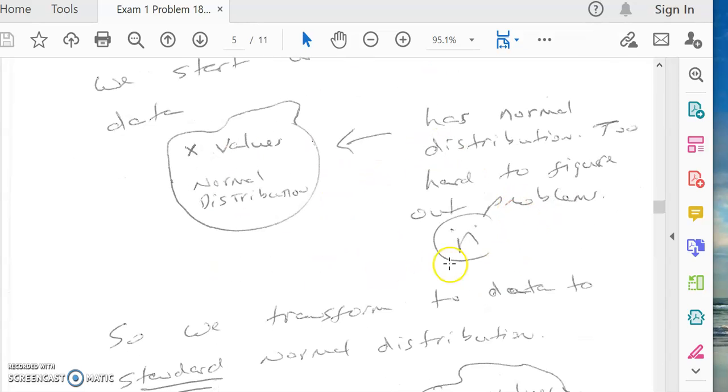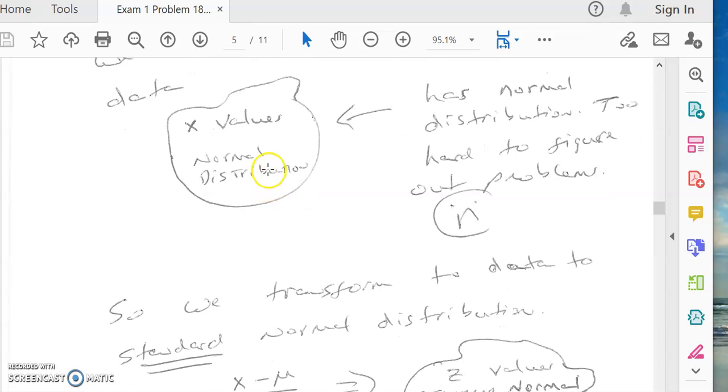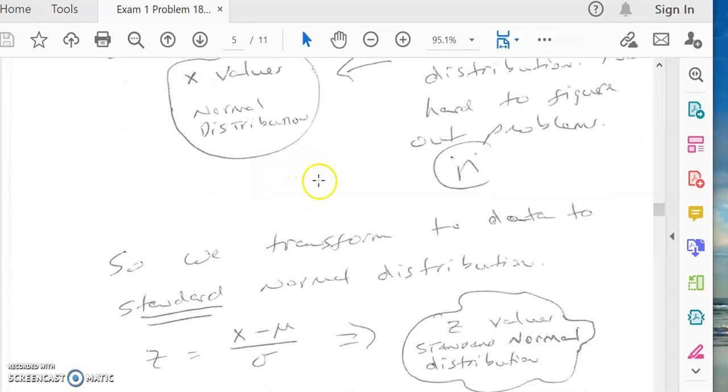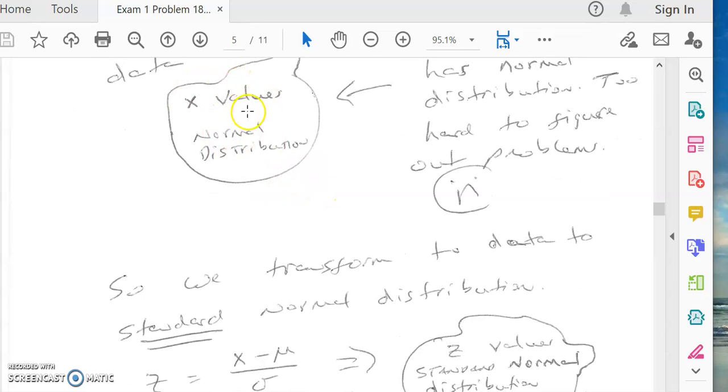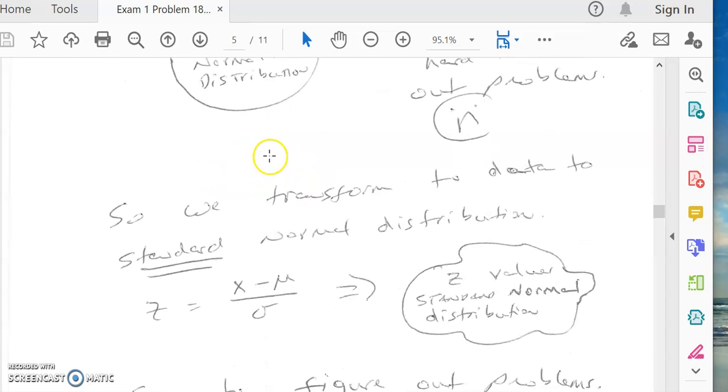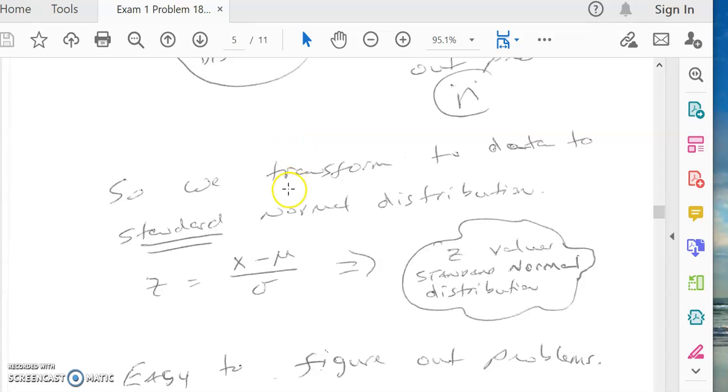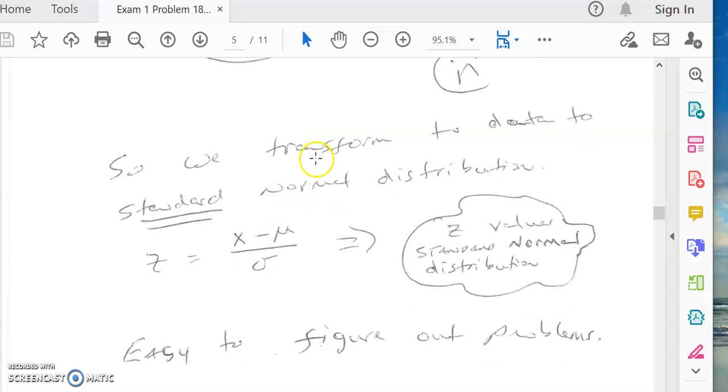It's too hard to figure out the problems. So that's a big frowny face. So what we do is we transform these x values, and we say, well, it's a normal distribution. I'm going to transform all of that data. Every single one of those data points can be transformed to have a standard normal distribution.